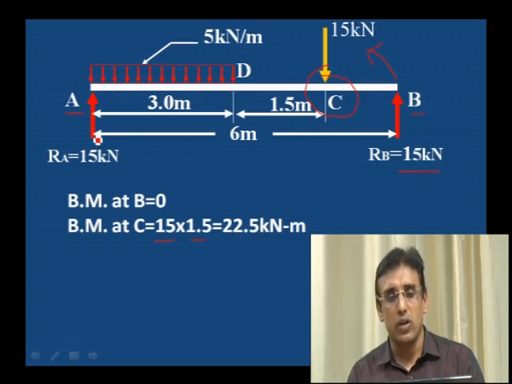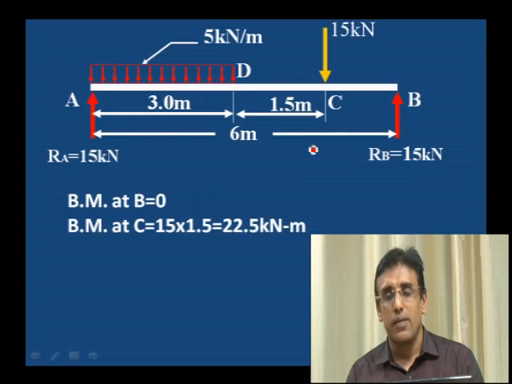How is this? The total span is 6 meter. 6 meter minus 3 minus 1.5 is 4.5. If we subtract, we get the distance from C to B as 1.5. Therefore, 15 into 1.5 is the moment at C. This is the bending moment value at C, 22.5 kilonewton meter.